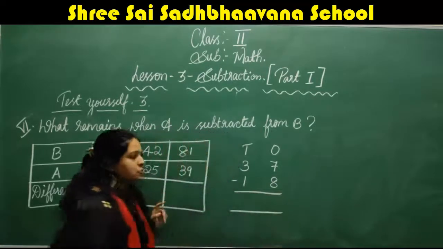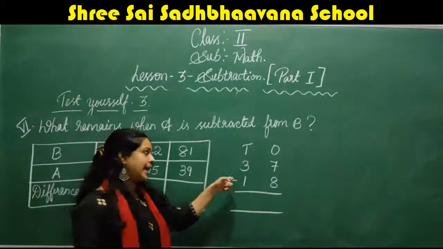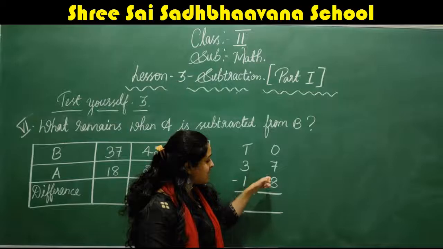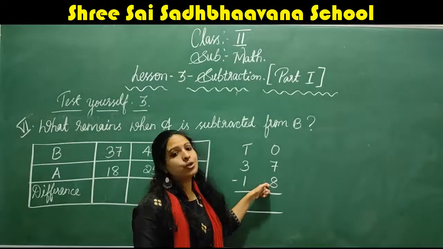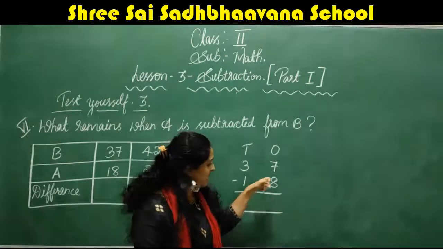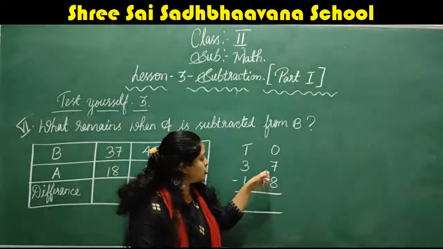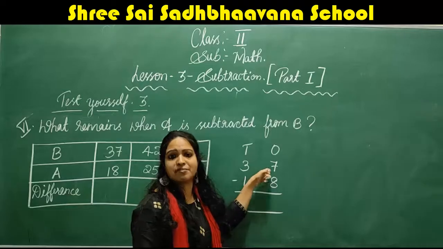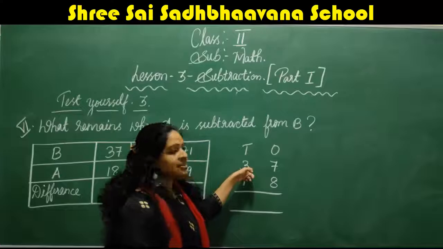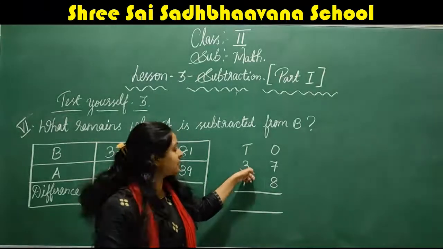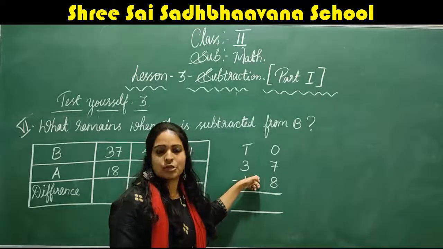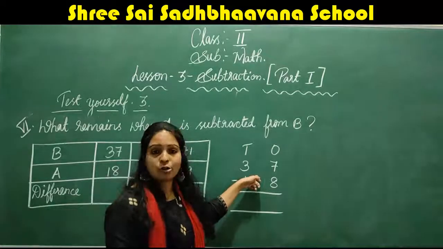So now what do I have to do here? I have to subtract 18 from 37. Let us see how to do this. From 7, can you minus 8, children? No, you cannot minus 8. Why? Because 7 is the smaller number, 8 is the bigger number. So you cannot minus the bigger number from the smaller number. So what do you have to do then? You have to borrow from the number which is there in the tens place. Let us see how to do that method.